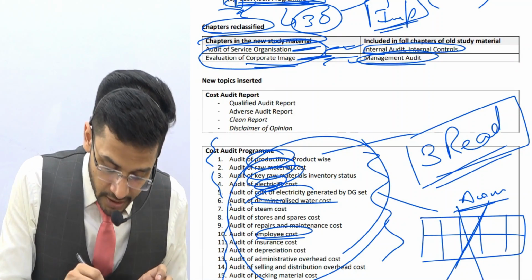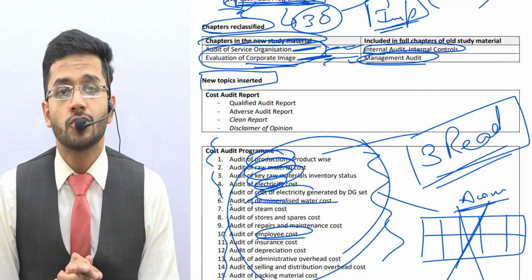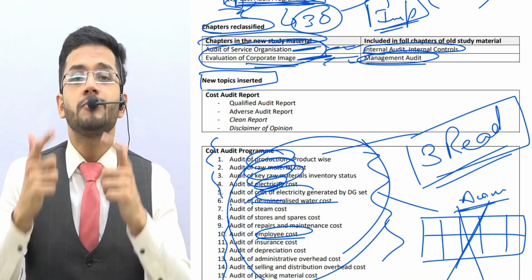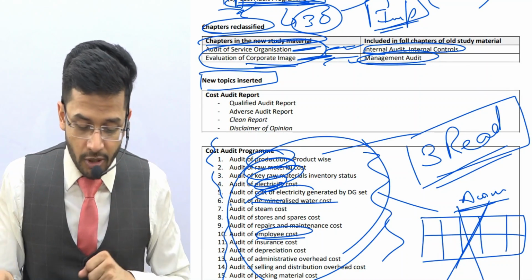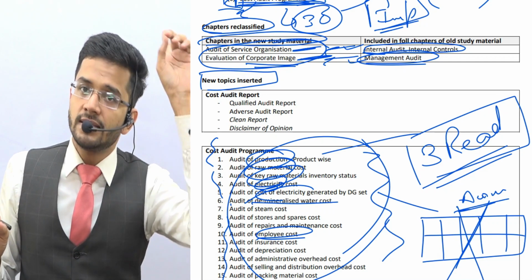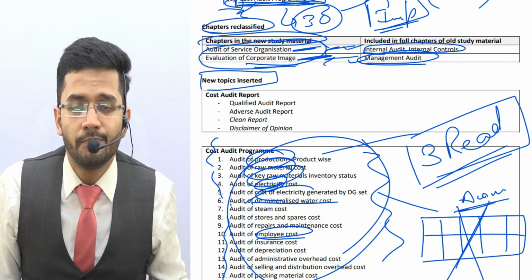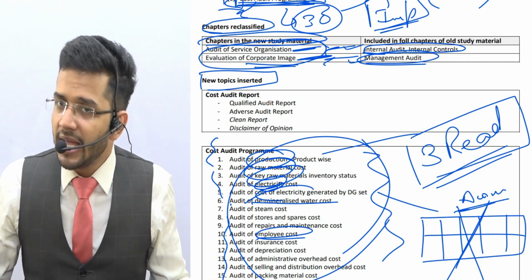Okay. Now, new topics inserted. What are the new things which are inserted in your syllabus of cost audit? Number one, types of audit report. Now, this is very, very important, guys. Types of audit report was there in your 2008 syllabus as well as in your 2012 syllabus, but in the 2016 syllabus, this topic was eradicated. But now this topic has been reintroduced.